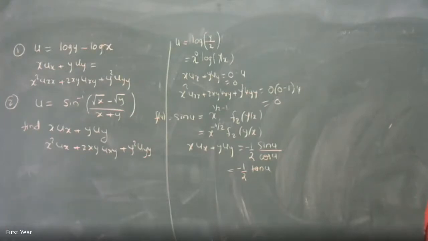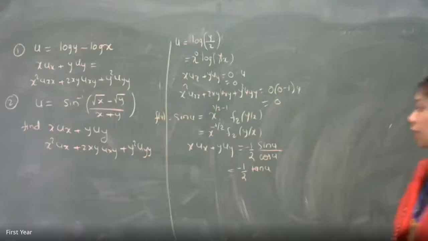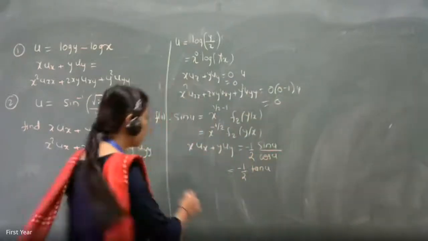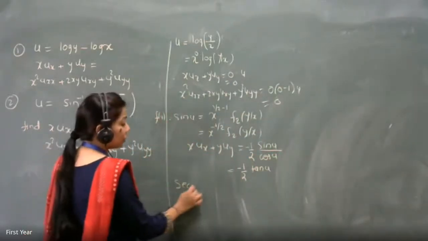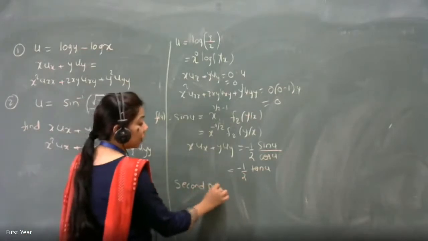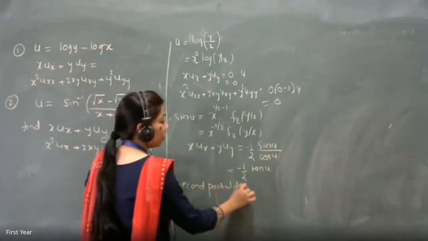Is this clear? Yes, ma'am. Okay. So x ux plus y uy is minus half tan u. And what will be this? I'll directly write down now the answer of second order partial derivative of Euler theorem.